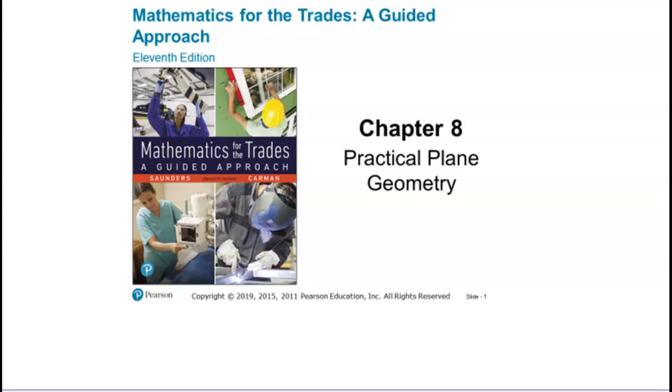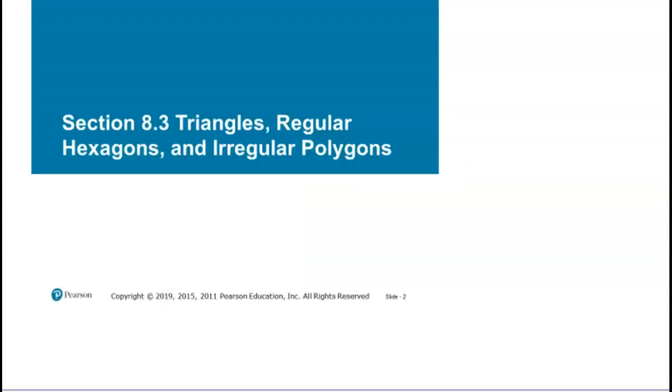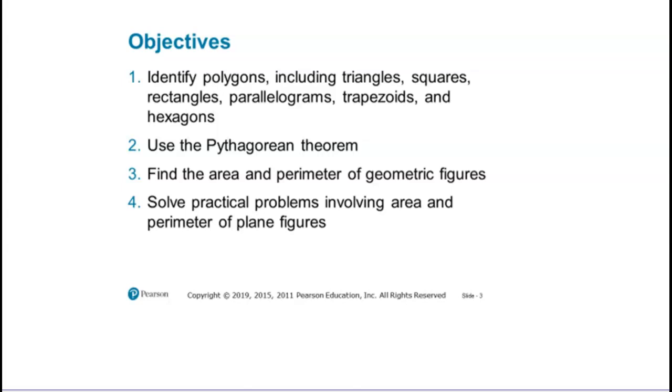This video will be looking at Chapter 8, Plane Geometry, and we're going to be specifically looking at triangles, regular hexagons, and irregular polygons. As far as the objectives, we looked in the last video of 8.3 at triangles, squares, rectangles, parallelograms, trapezoids, and so that objective pretty much has been covered. We will look at the use of the Pythagorean theorem in this section, and finding the area and perimeter of geometric figures and solving practical problems.